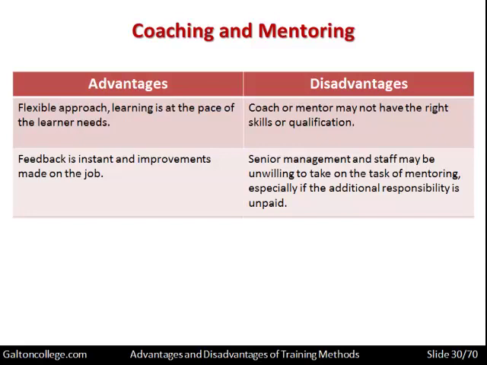Senior management and staff may be unwilling to take on the task of mentoring, especially if the additional responsibility is unpaid. And that's always a problem. Who will be the mentors? Does the organisation compensate the mentors? Do they get extra pay for doing it? Or is it just simply something that's added on? So in that case, senior people may be reluctant to take on someone to mentor them.